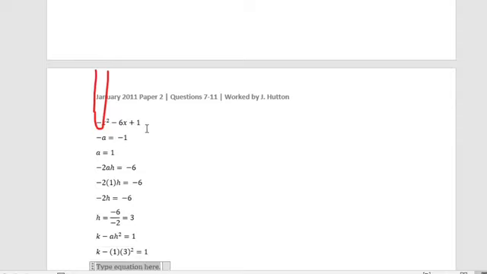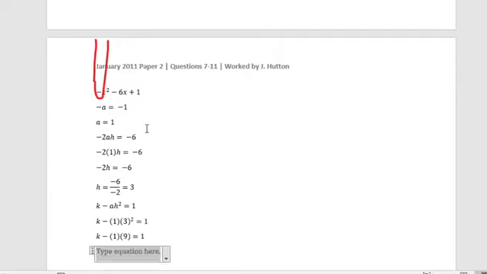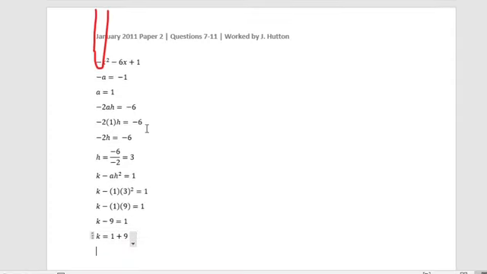So it is k minus 1 and 3 squared is 9 is equal to 1, and therefore what we have is k minus 9 is equal to 1, and therefore k is equal to 1 plus 9. So the 9 was subtracting on the left hand side. When it comes across, it will be adding, so therefore k is equal to 10.